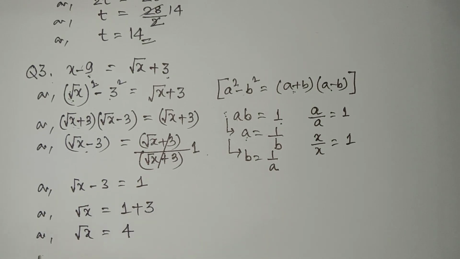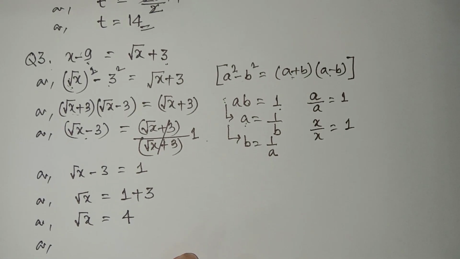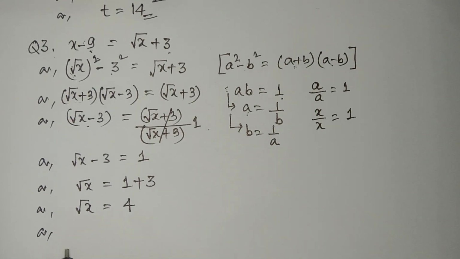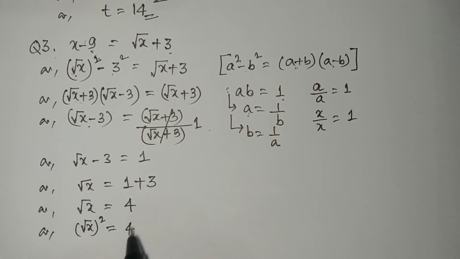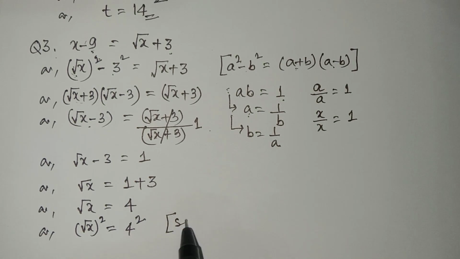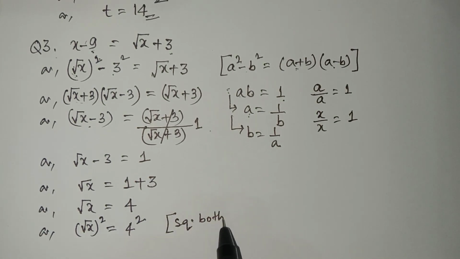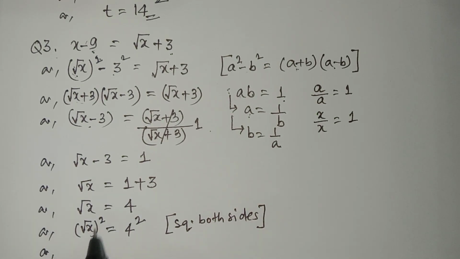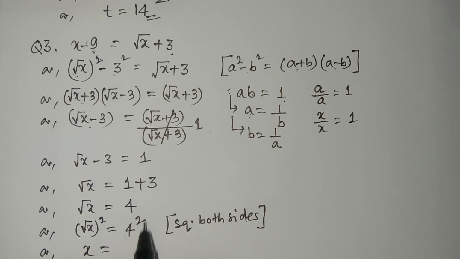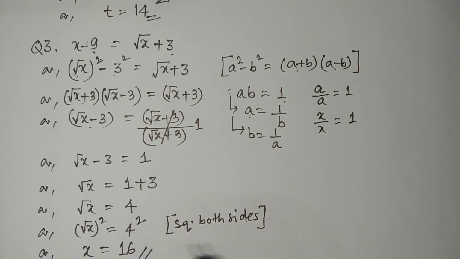And now I can square both sides. So root of x square equal to 4 square, squaring both sides. So I have root of x raised to power 2 is x, and 4 raised to power 2, or 4 square, is 16. This is our solution.